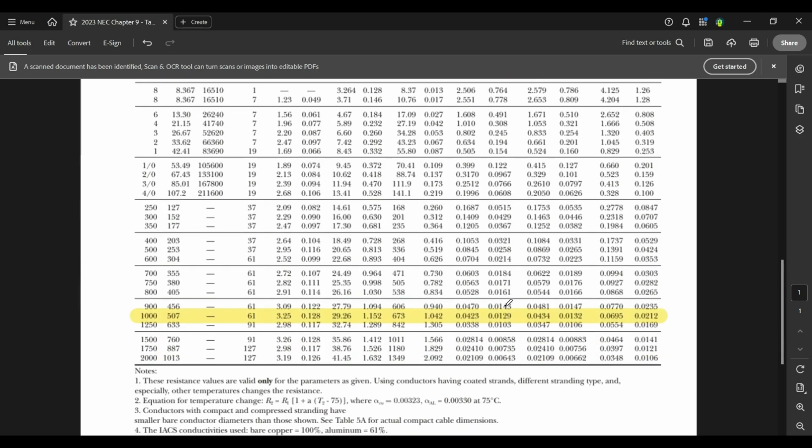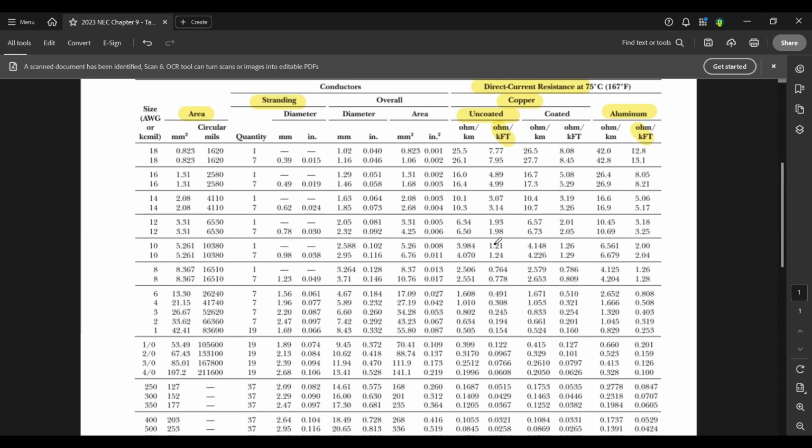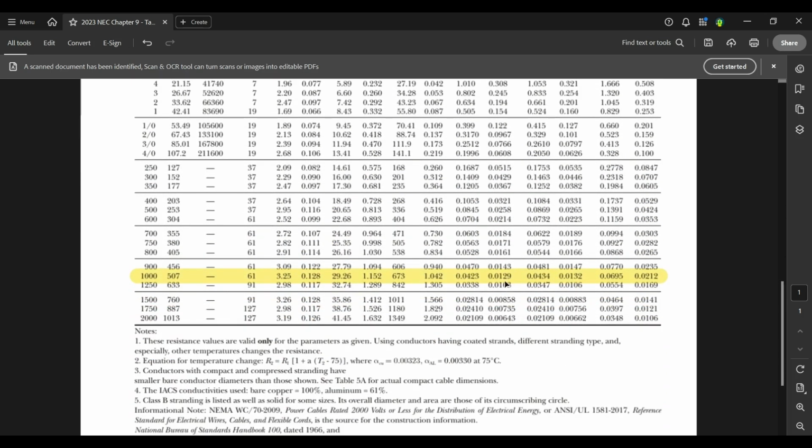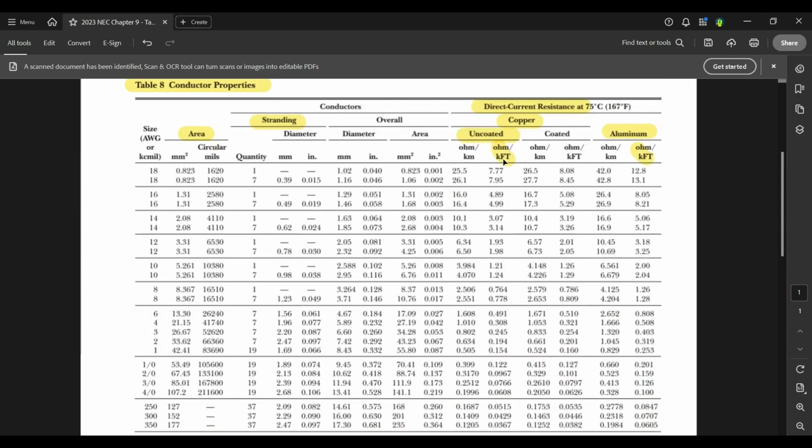So our ohms per kilofeet is 0.0129 and 0.0212. To figure out the ohms per feet, you take this number and divide it by 1,000, right? Because it's per 1,000 feet. And then you multiply your ohms by the circular mils.